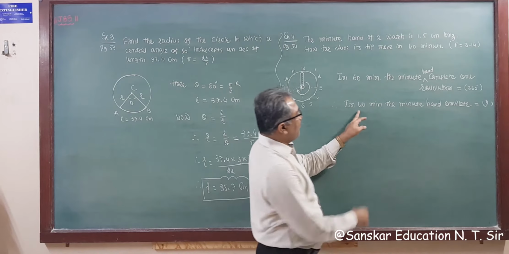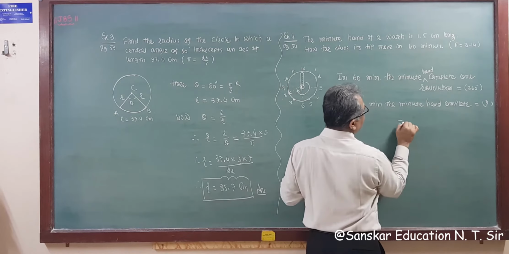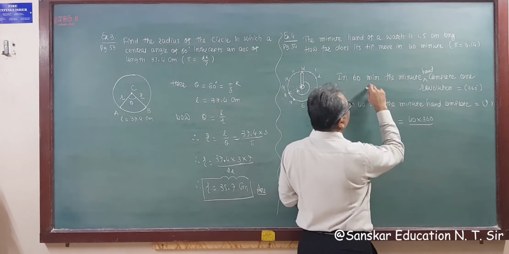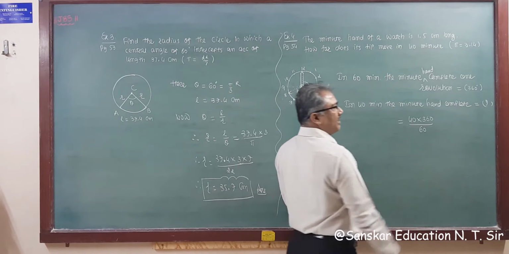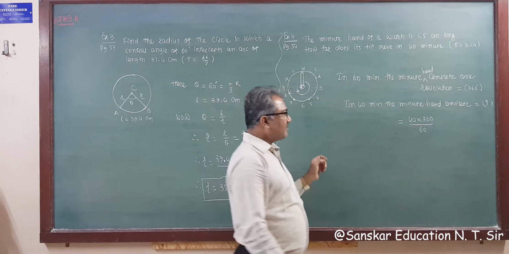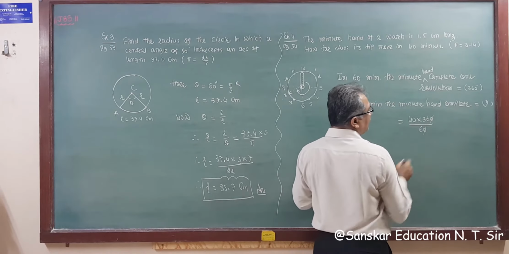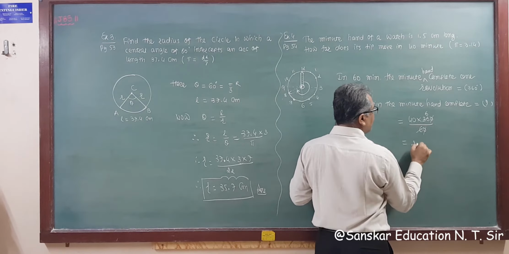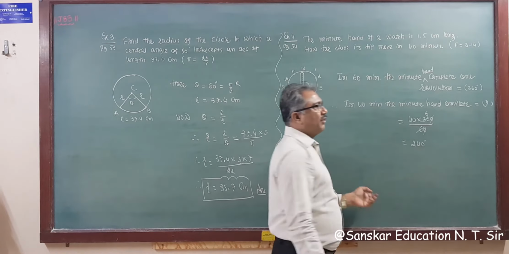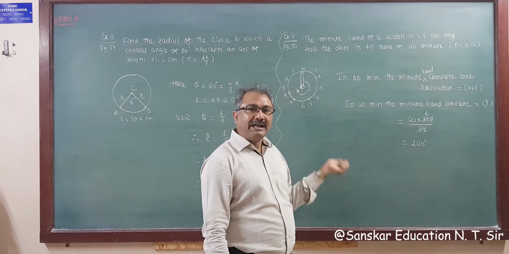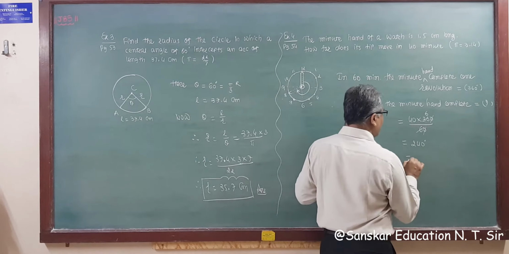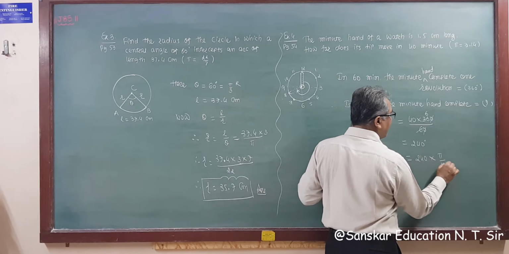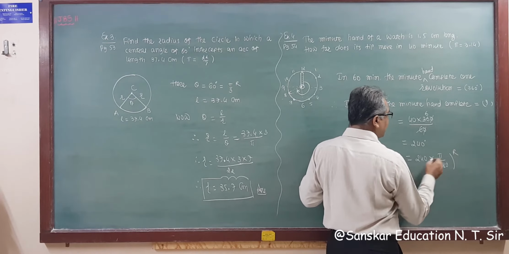So that means 40 into 360 divided by 60, this 0 will cut, right? 6 sixes are 36, so you will get 240 degree. And if you want to convert this into radian measure, then you have to multiply this 240 into pi by 180 radian. So now this is radian measure.